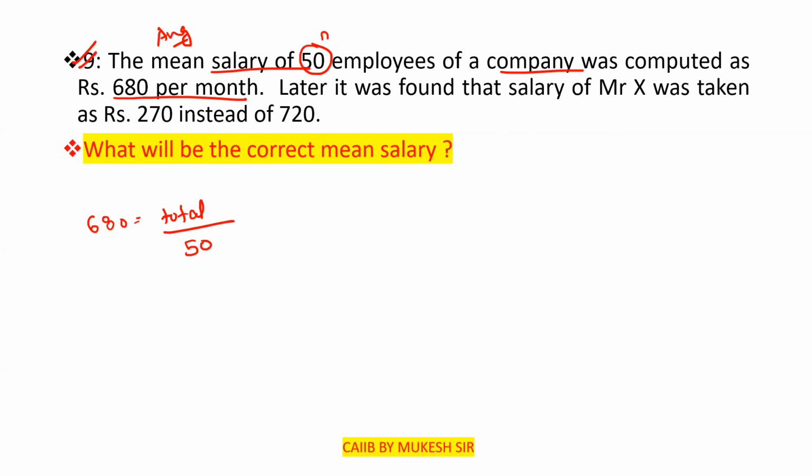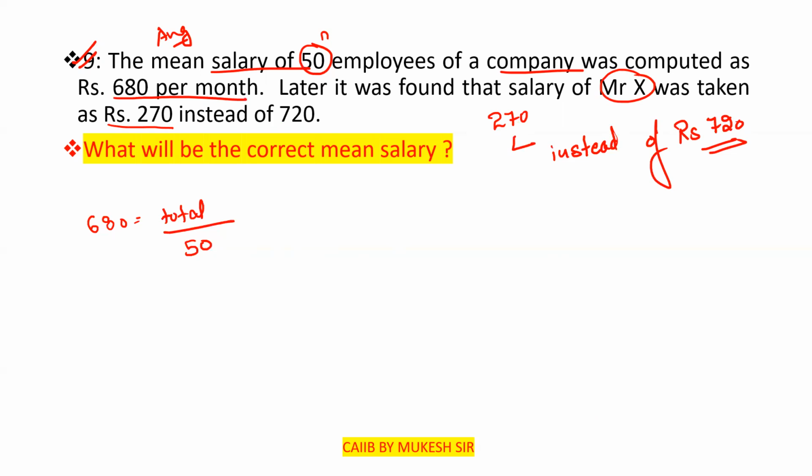So the mean salary of 50 employees of a company was computed at 680 per month. Later on, it was found that the salary of Mr. X was taken as rupees 270 instead of rupees 720. Clear? That the salary of Mr. X was taken as rupees 270 instead of 720.